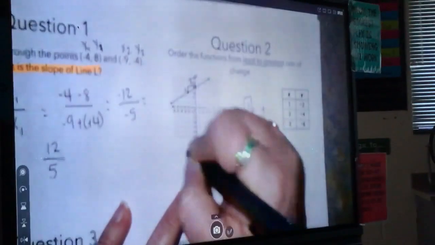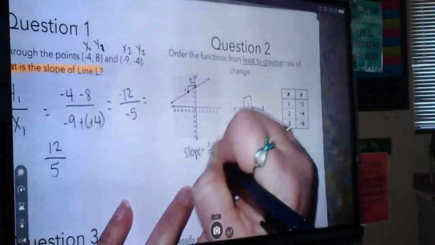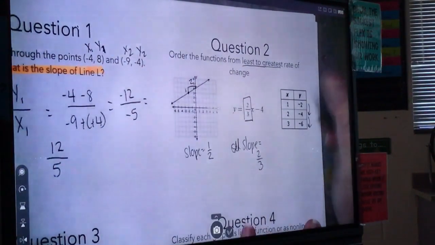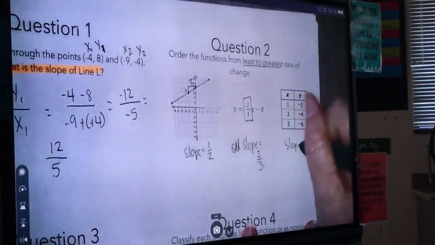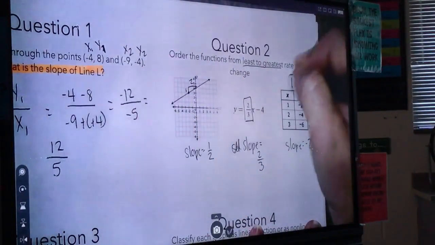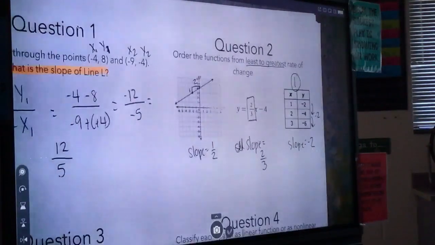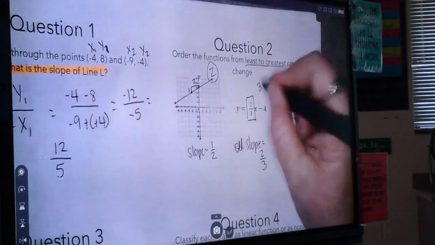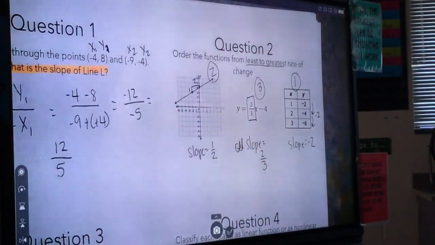All right. So here I'm going to find two good points. This is half. And then here I have to figure out negative 2. All right, so which one is the smallest? Negative 2. Negative 2, so this would be my first one. Which one is the next smallest? 1/2. And which one is the third smallest? 2/3. So again, you're going to have a question that's similar to that one. You have 3 different representations. You have to find them and put them in order.